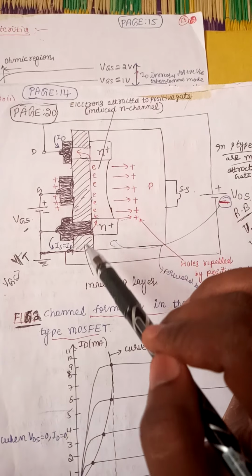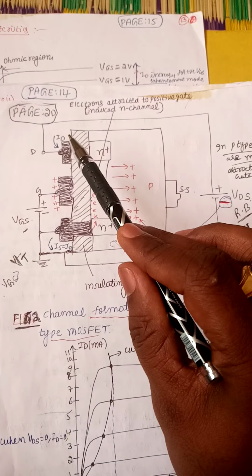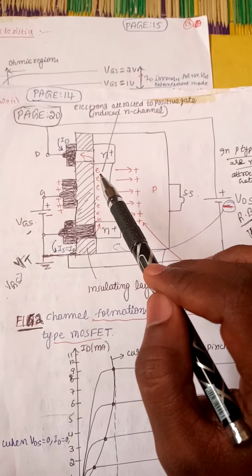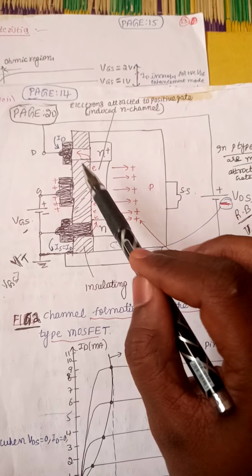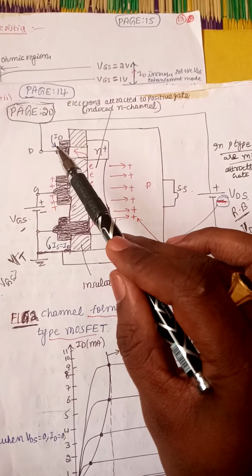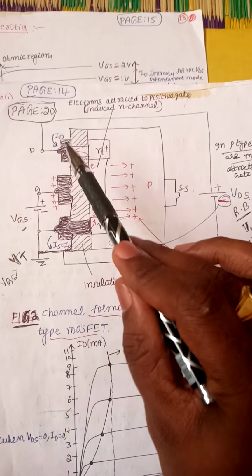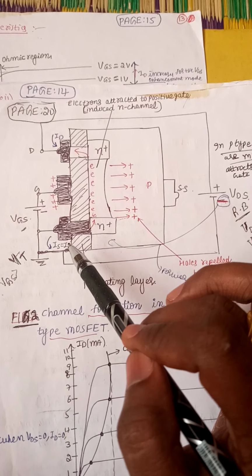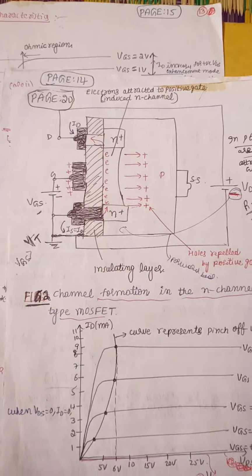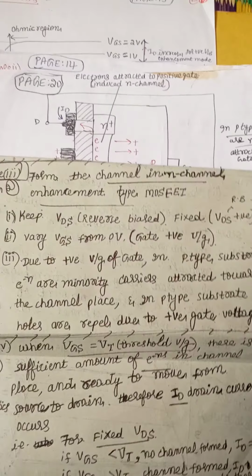Here the electrons are moving from source to drain. Therefore, the conventional current direction you have to mark opposite to the movement of electrons. Therefore, you have to mark downward. ID and IS you have to mark downward. So that's what I have written here.